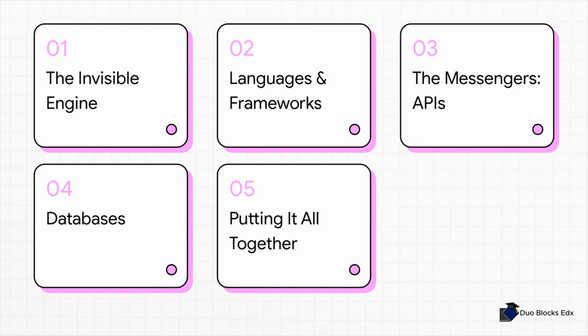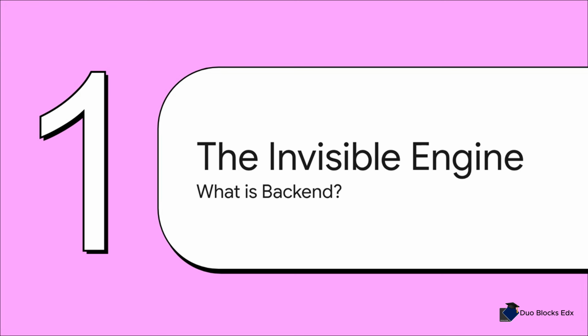Okay, so here's our game plan for today. First up, we'll talk about this invisible engine. Then we'll get into the tools of the trade, the languages and frameworks. After that, we'll look at the messengers, also known as APIs, and finally, the digital library, which is just a cool way of saying databases. We're going to break it all down, piece by piece. All right, first up, the invisible engine.